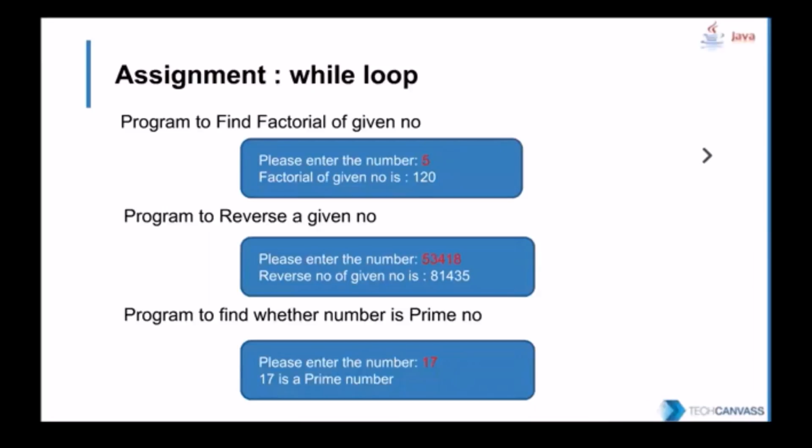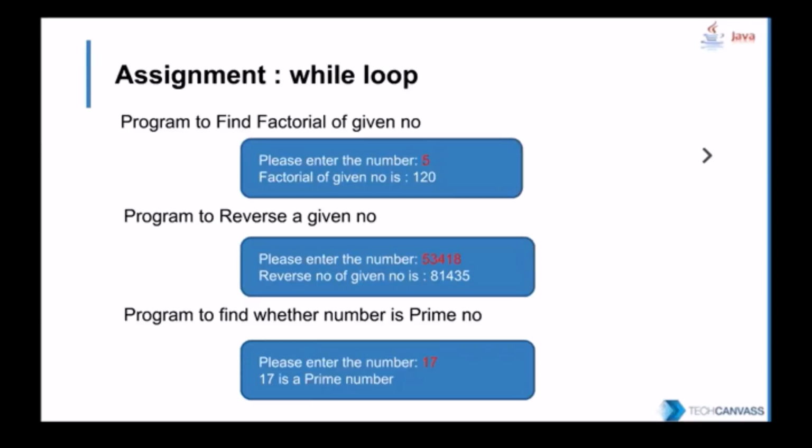Now there are a few assignments like a program to find factorial, a program to reverse, and a program to find whether the number is a prime number. So you can try these assignments. For reverse, we know that we can use the reverse function as well, but here we will not use the reverse function. We'll use the while loop or for loop. Oh yeah, while loop, exactly.